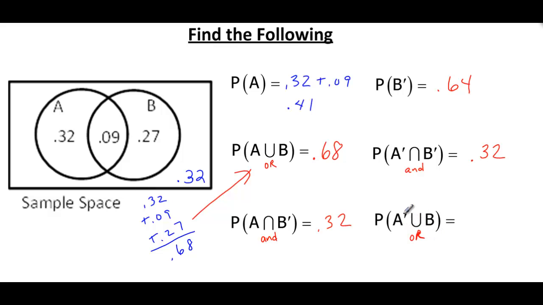You're not in A, so the values that are not in A would be these two. Or you could be just in circle B. I can have these in addition, because our ors are addition. I want anything that's in B. This is already in B, so I've already counted that, and then I'm going to include this. So anything that's not in A or in B, I'm going to count. So this is not in A, or it could be in B. If I add up these three together, 0.09 plus 0.27 plus 0.32, I'm going to get 0.68.